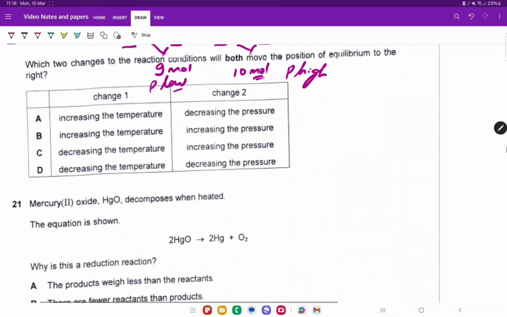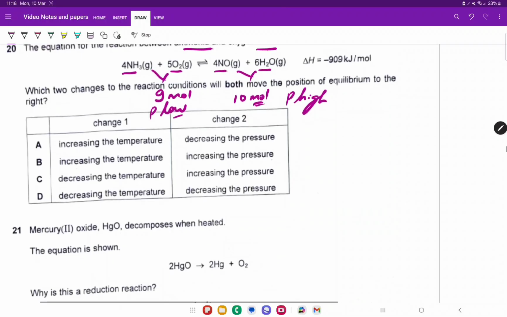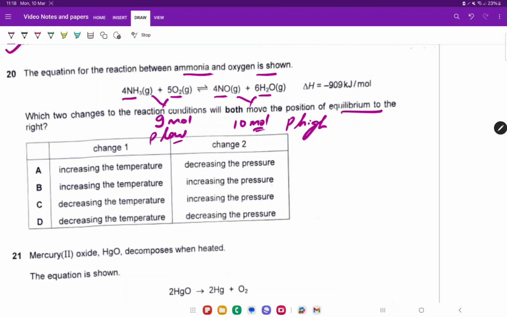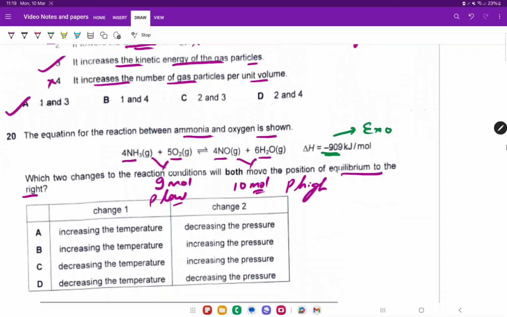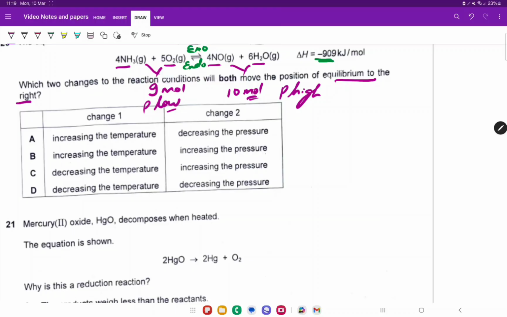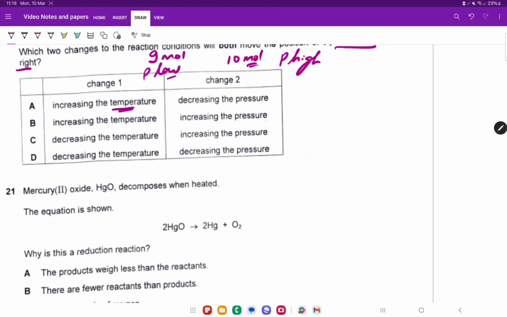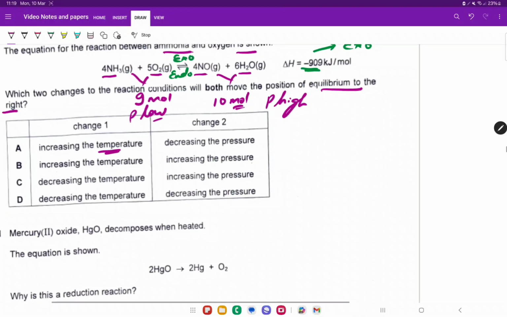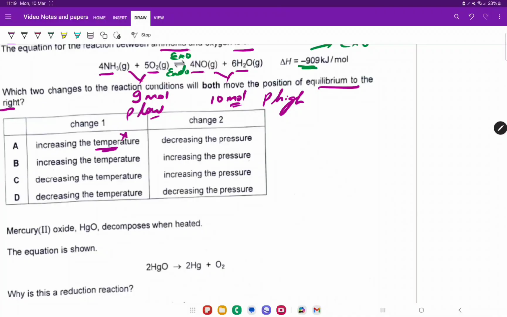Now we go to the question: which two changes in the reaction conditions will both move the position of equilibrium to the right? Now we can see in this question, the delta H is negative. It means the process is exothermic in the forward direction. Heat is given out. It's exothermic in the forward direction and endothermic in the backward direction. So if I increase temperature, the reaction will always go through endothermic, that is the backward direction, which is not possible.